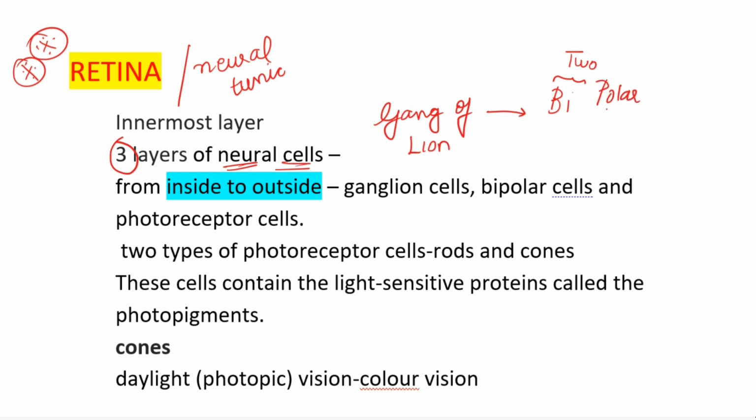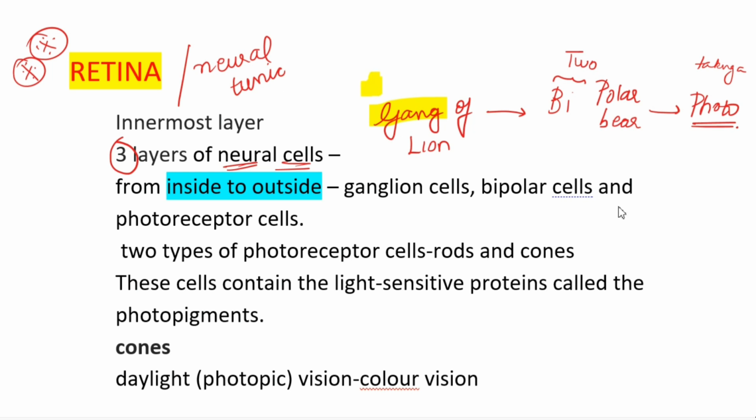So this point you need to keep in mind, whether it's inside to outside or outside to inside. So the gang is inside. The gang of lion is inside. Ganglion cells are inside. And the outermost is the photoreceptor cells. So this inside to outside is the anatomical basis.